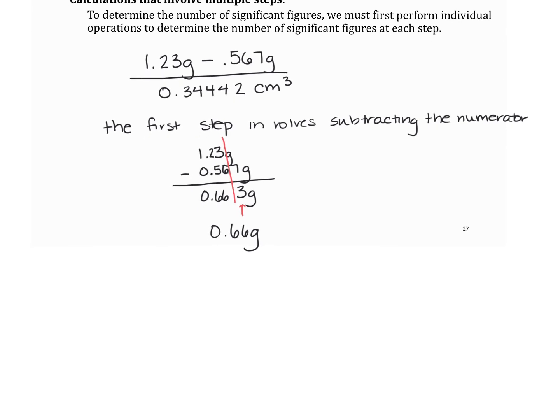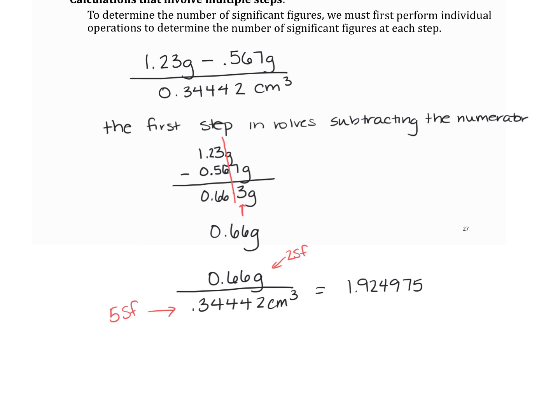And because there's only 2 significant figures in the numerator, 0.66 grams, divided by 0.3442 centimeters cubed, right? So there's 2 significant figures here. And then over here, there is a bunch. So 1, 2, 3, 4, 5 significant figures. All right. So when we look at that, and we do this math, we end up with 1.924975 grams per centimeter cubed.